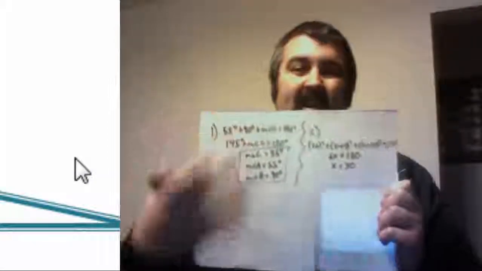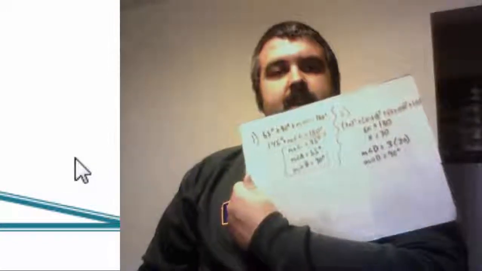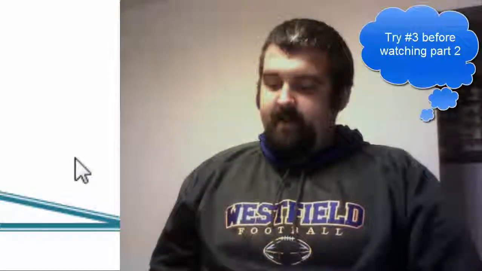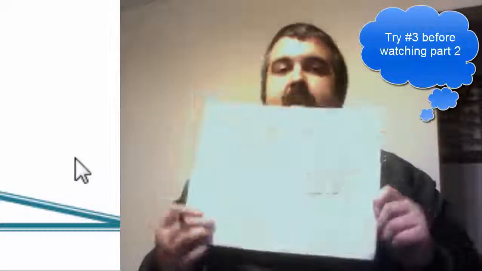With x being 30, I'm not done. Remember, it asked me for the measure of the interior angles. So I got x equals 30, but that's not what I'm looking for. I have to plug it back in. So measure of angle D is 3 times 30, because it's 3 times x. Measure of angle D equals 90 degrees. Do the same thing for angle E and angle F, now that we know what x is. Take a few seconds to do so. If you did it correctly, you should have got the measure of angle E to be 70 degrees and the measure of angle F to be 20 degrees. Again, if I do 90 plus 70 plus 20, I do get 180.